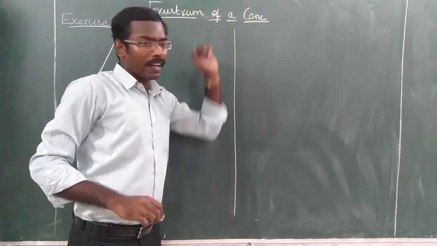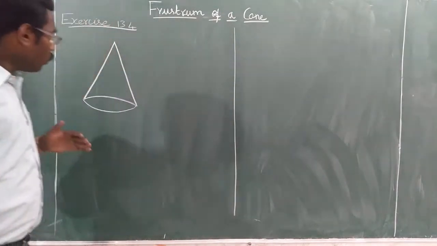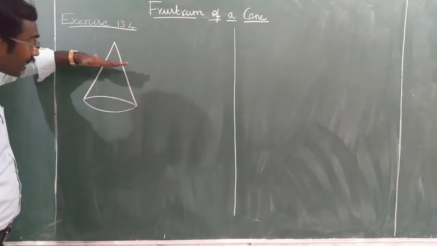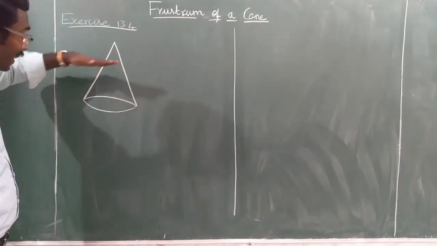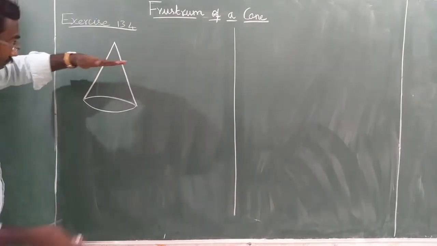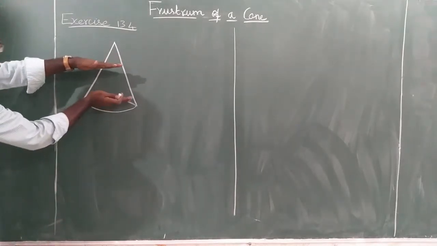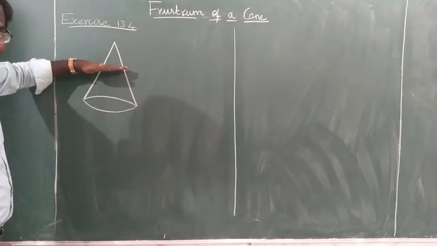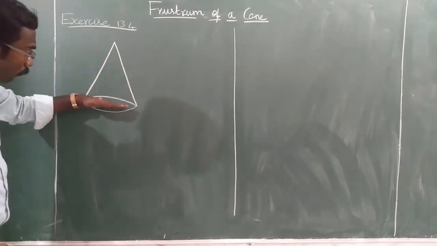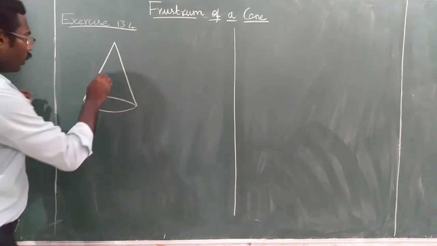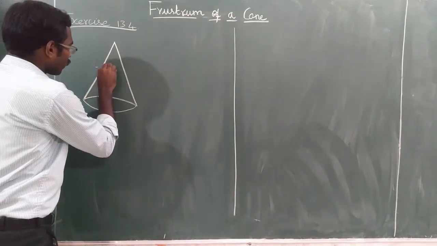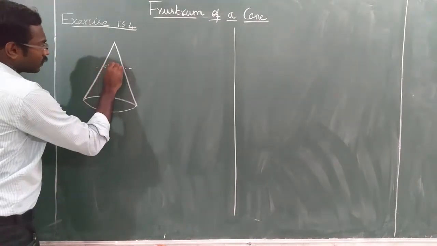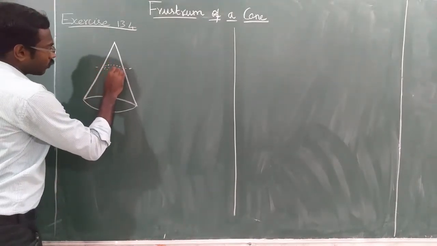So how will you make a frustum? You have to cut this cone such that the cut should be parallel to the base, which means you should cut horizontally like this. The cut should be parallel to the base. For example, if you cut, 3-dimensionally the cut will be like this. It will cut the back also.